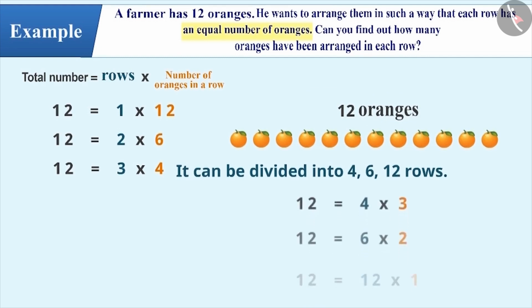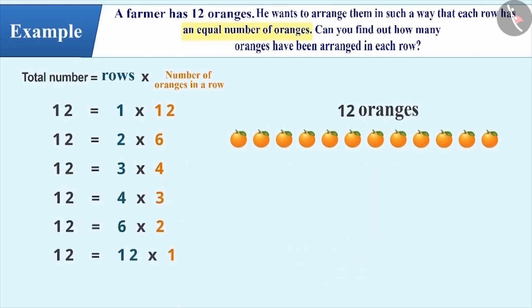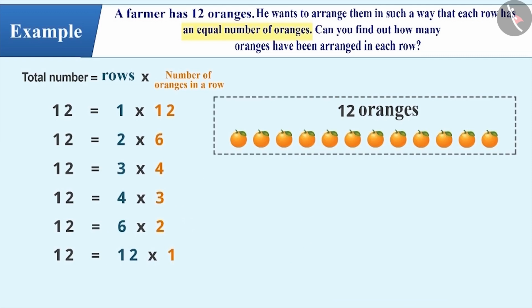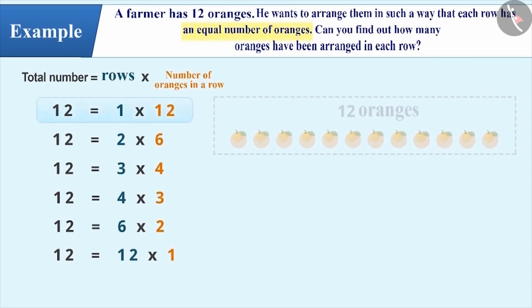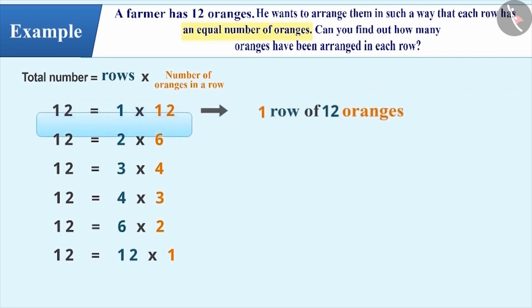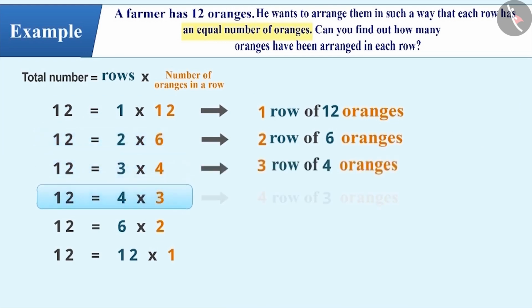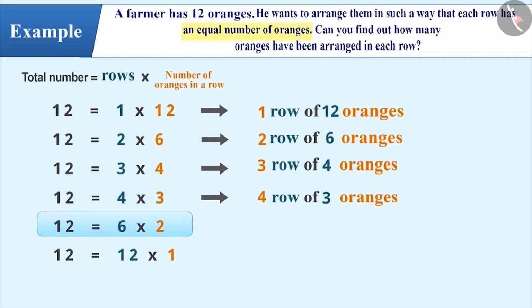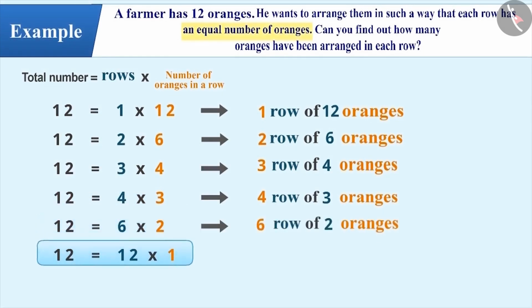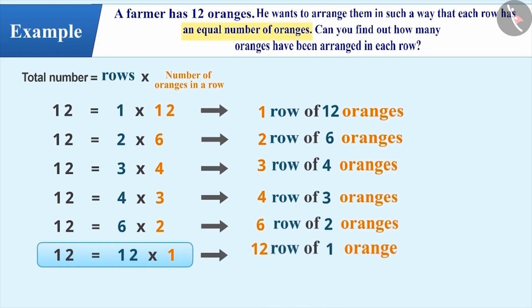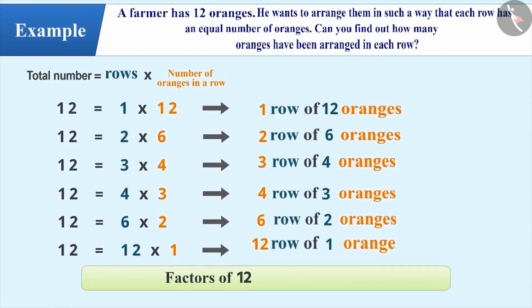We will express these arrangements in the following way. In order to arrange 12 oranges such that each row has an equal number of oranges, we can form 1 row of 12 oranges, 2 rows of 6 oranges, 3 rows of 4 oranges, 4 rows of 3 oranges, 6 rows of 2 oranges, and 12 rows of 1 orange. These are the only possible ways to arrange them. Here, we have found the factors of 12, which are 1, 2, 3, 4, 6, and 12.